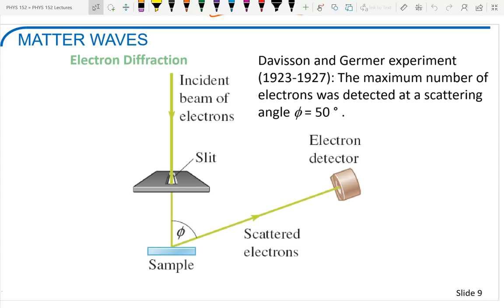Now, that slit there makes you think that we're diffracted through that slit. We're not. It's just a mask so that we have a narrow beam. We have the electrons hit the surface, and then we're going to look to see what direction we have scattered electrons. So Davisson and Germer did this experiment.